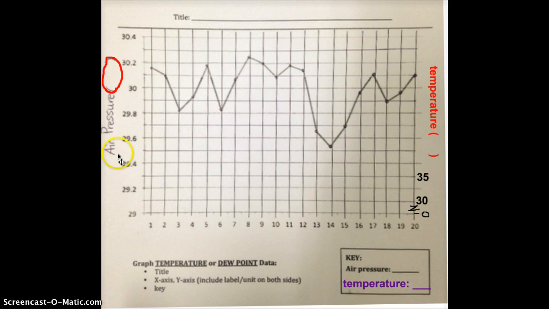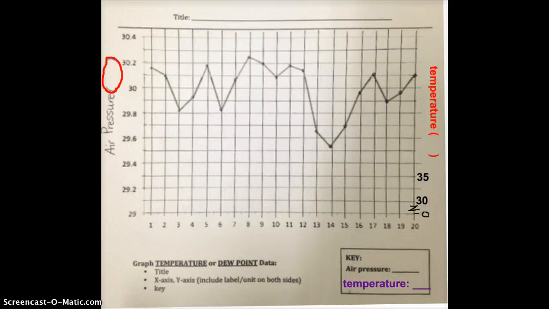The y-axis on the left has already been done. It's called air pressure, but I didn't write the units. So what units are these numbers in? 29, 29.2. If you're not sure, check your air pressure notes from last class.